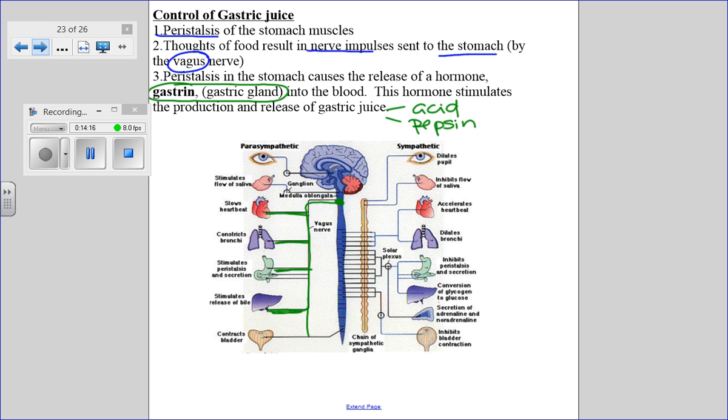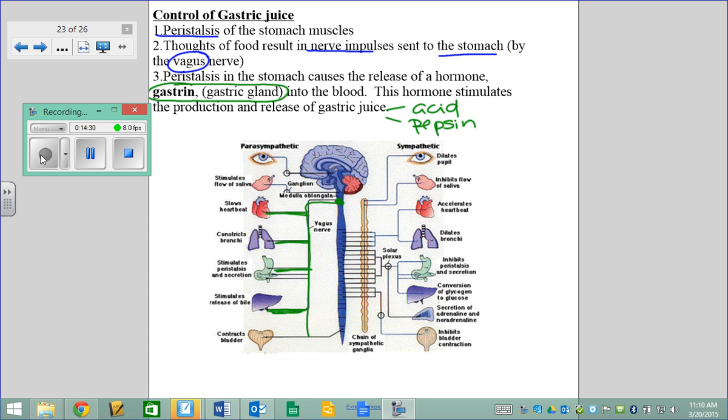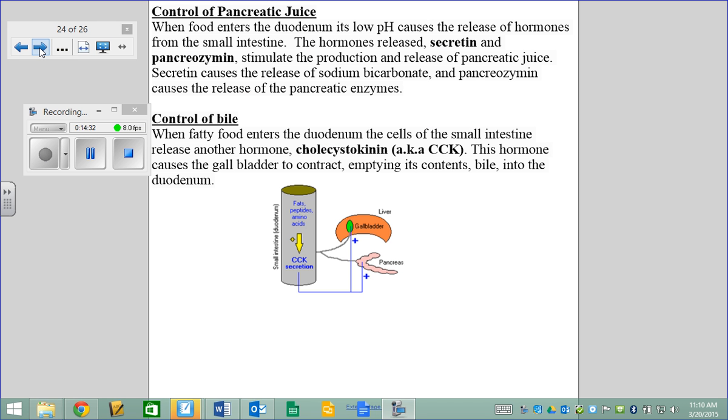So that's for your stomach. Peristalsis, vagus nerve, and gastrin. Now, there were two other organs that had hormonal control, and that's what we'll talk about next. So this is the last slide that we'll talk about today. First, we'll mention pancreatic juice and how that's stimulated.